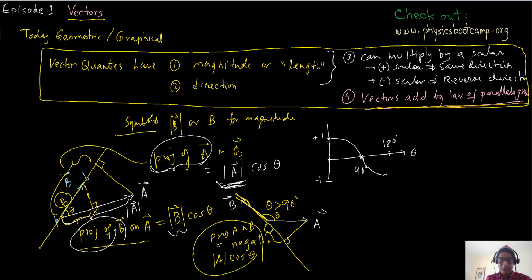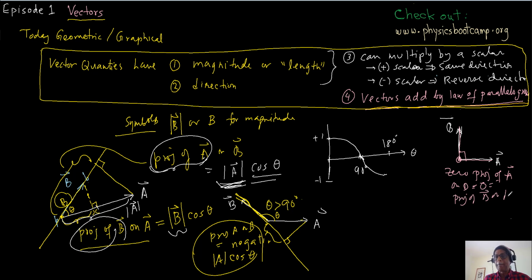Another thing to notice is if I have A and B completely 90 degrees apart, then cosine theta is 0. So if I have A this way and B is 90 degrees to it, there's nothing it can project on. If I project the tip right there, I get a 0 projection of A on B. How about if I project B on A? It's the same, equal to 0, the projection of B on A.